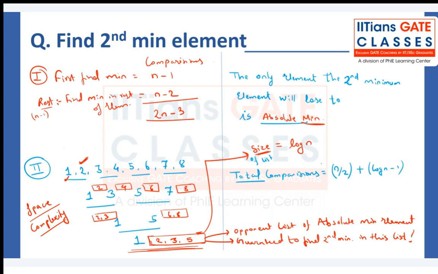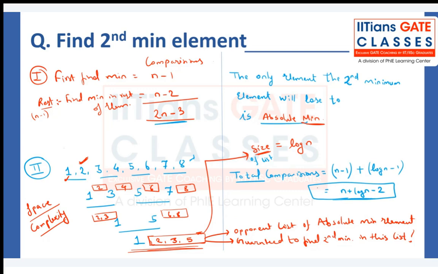One thing, this is not n by 2, by the way. So the total number of comparisons for completing the tournament, we take n minus 1, and then we have log n minus 1. So what is our total number of comparisons? n plus log n minus 2. Okay. So 2n minus 3 versus n plus log n minus 2.